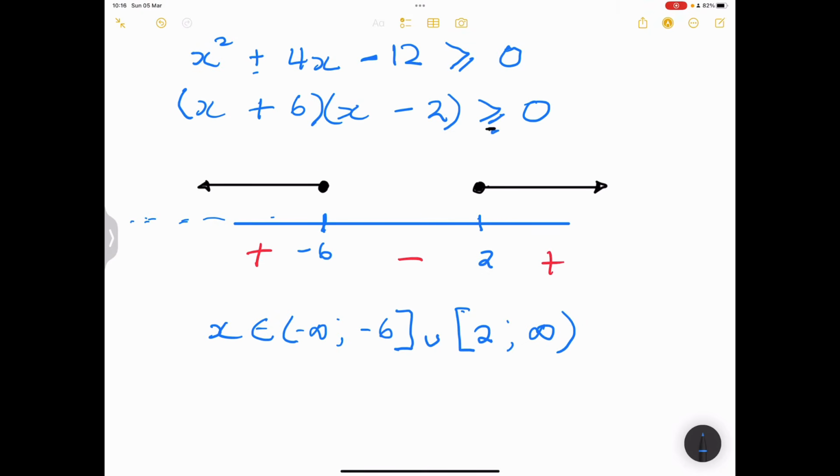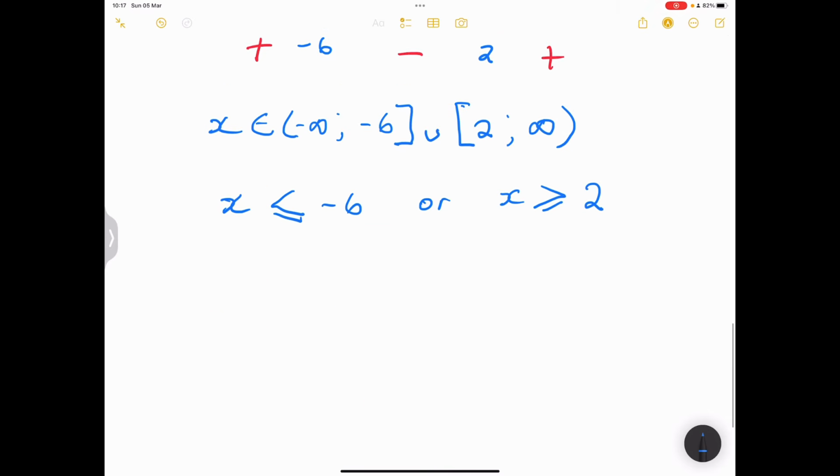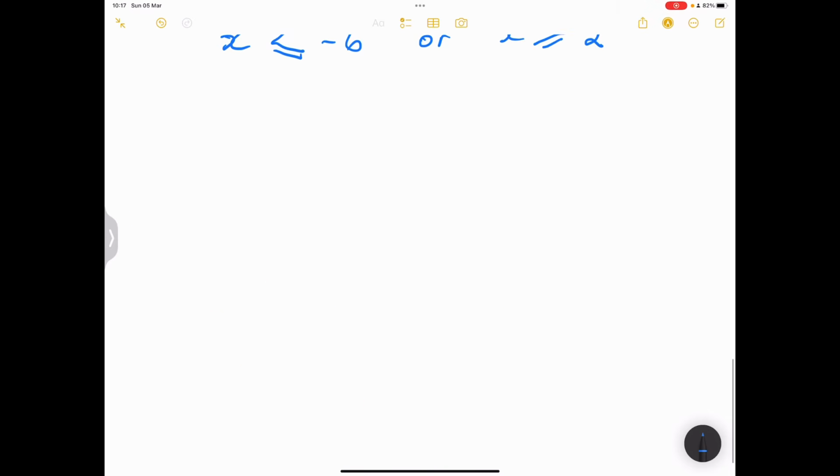Or, in fact, to put it in inequality form, we can say our answer, therefore, is x is, let's start with the negative 6 value. X is less than or equal to negative 6, or x is greater than or equal to 2. I hope that makes sense, ladies and gents. All right, now we go on to the next one.